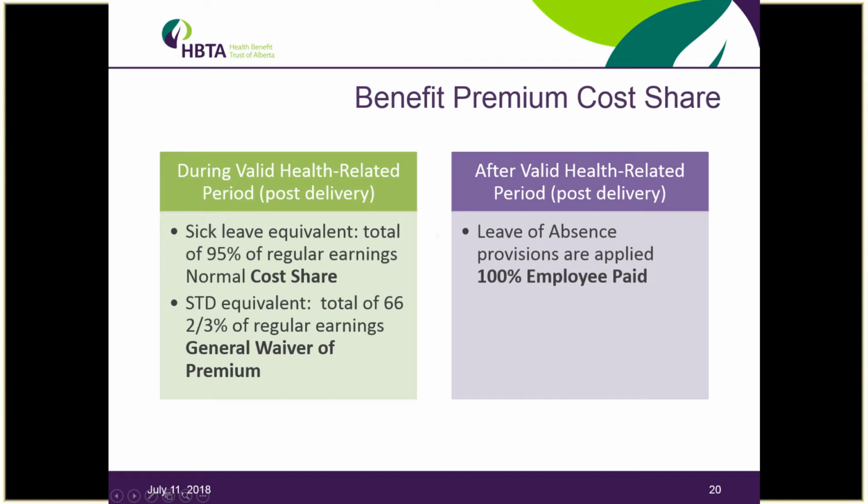Okay, so we're going to talk about the benefit premium cost share. During the valid health-related period, if the subplan is topping up to the sick leave equivalent period, which is the total of 95% of regular earnings, then the normal cost share applies. This is the same thing that would happen if somebody had a broken leg, for example. They would be receiving sick leave and the normal cost share would apply. So we're treating them virtually the same. If it's the STD equivalent period, then the general waiver premium applies. And again, just to take this back to the person with the broken leg.